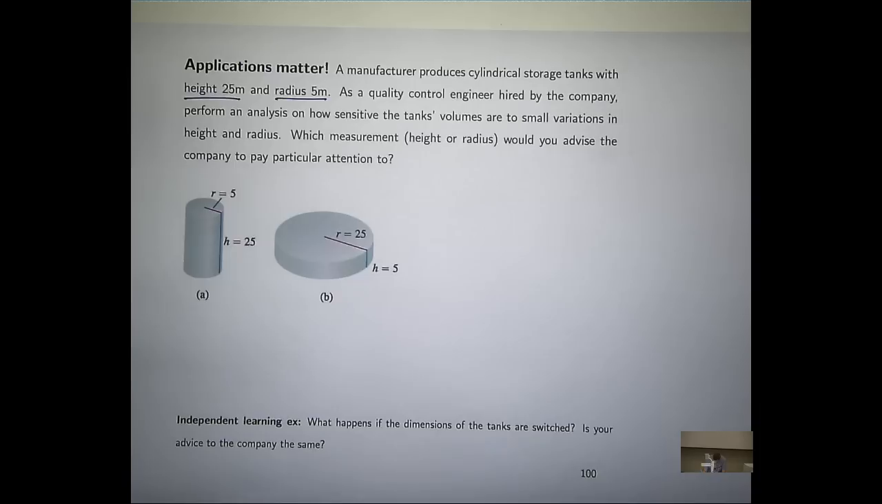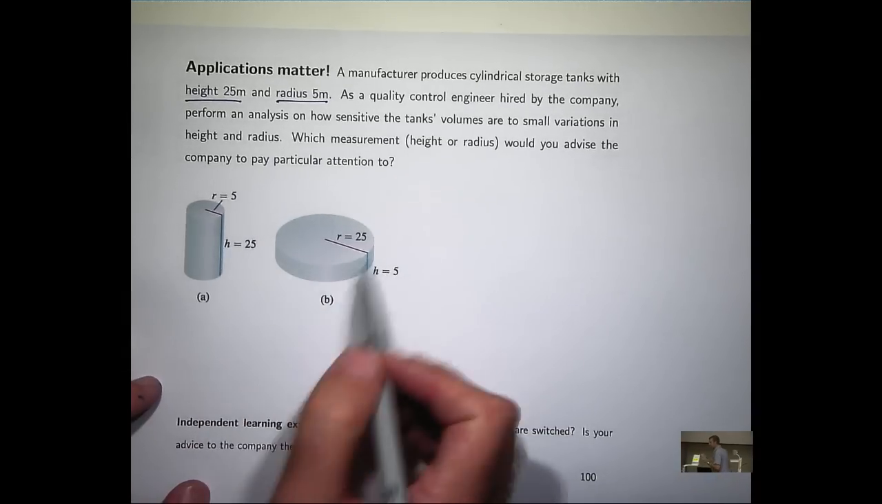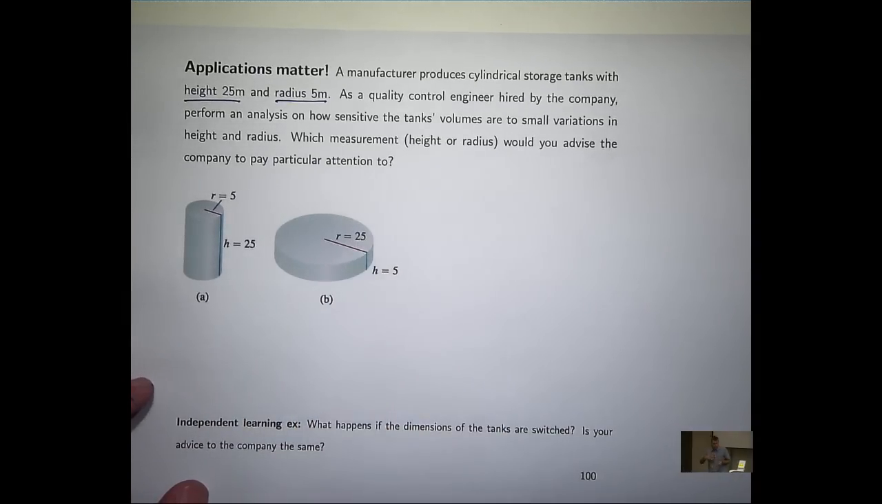Radius. Why? Squared. But what if the radius was really small? If the radius was a half, and you're squaring the radius, you get an even smaller number. So it kind of depends on the measurements, right? So let's actually perform the analysis and see what we come up with. Now you're right, by the way, it is the radius for this one. But for this one, it's the height.